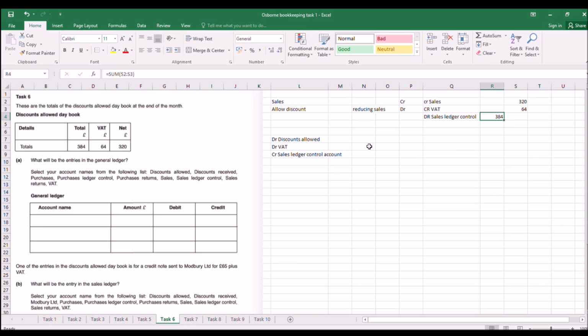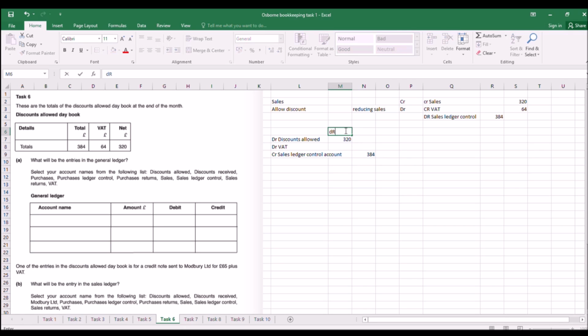So we're reversing this round, so that the discounts allowed is going to be the opposite of the sale. Here, so it's going to be debit the discounts allowed, £320. The customer's no longer going to pay us in the £384. They're not paying that. So that's a reduction in our money in item, a reduction in our asset, which is a credit. So credit £384.